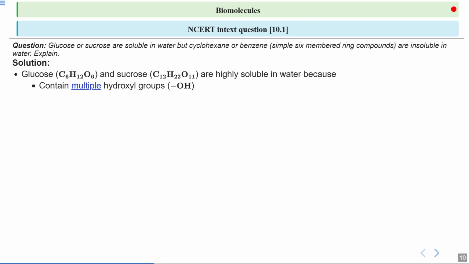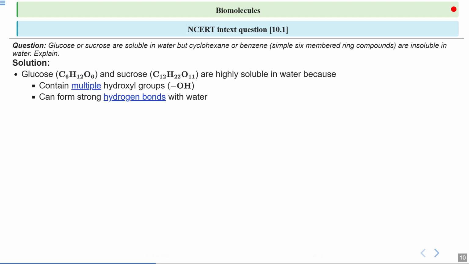First, if you see, glucose and sucrose both have many hydroxyl groups, that is the OH groups. And hydroxyl groups are simple oxygen and hydrogen atoms which are bonded together, and they are very good at interacting with the water molecules.